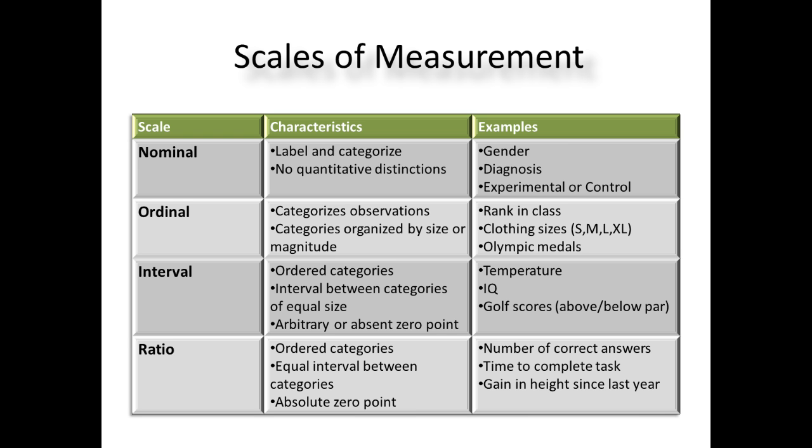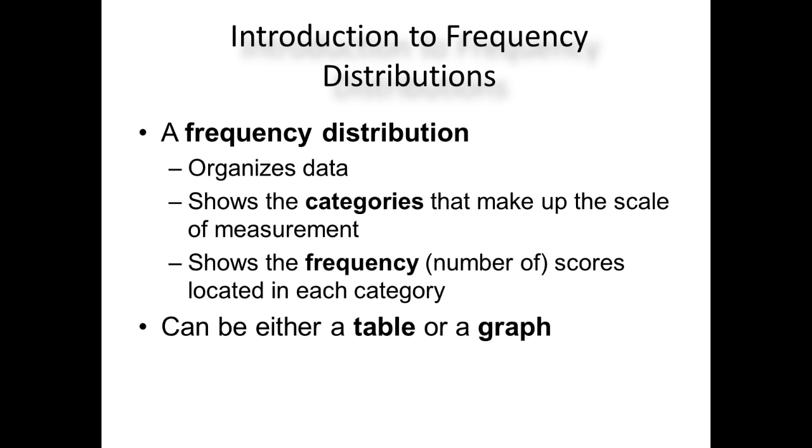And ratio data, where you have both ordered categories, you have equal intervals between them, and you have an absolute zero. Now, for the naturalistic observation lab, I expect that most of you are dealing with either nominal data, something is present or not present in a particular interaction, although you may be dealing with others. The use of frequencies is highly appropriate for nominal and ordinal data, and that's why we're going to spend some time on them. So here we go.